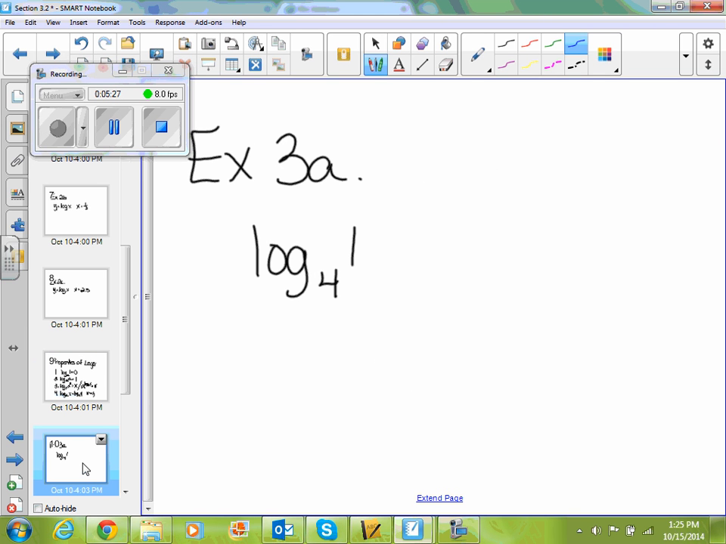Alright, so if we look at log base 4 of 1, what do we automatically know that's going to equal? Because we're taking a log of 1. 0, perfect. That comes from our first property. Any log of 1, log base anything of 1, is always going to equal 0.